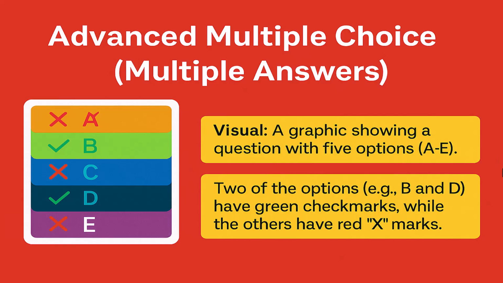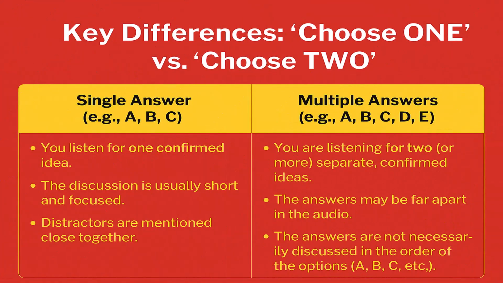So, what makes these questions different from the ones we saw in the last video? First, you are now listening for 2 or more distinct pieces of correct information, not just one. Second, and this is crucial, the 2 correct answers might be mentioned far apart from each other in the audio. The speaker might discuss the first correct answer at the beginning of their talk and the second one near the end.